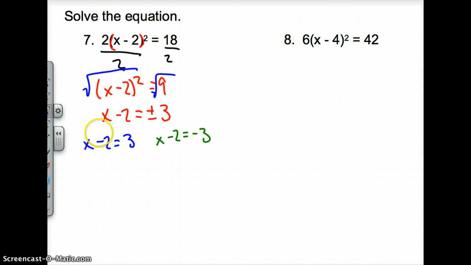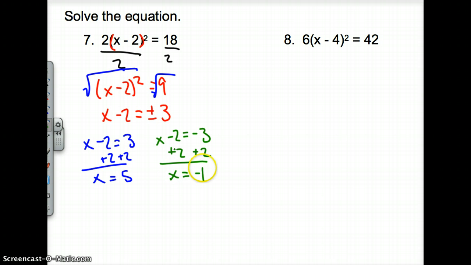So we're going to start with the blue equation first. Add 2 to both sides to come up with x equals 5. And then for the green guy, we're going to add 2 again to both sides. But this time, we're going to get x by itself equals a negative 1. So our two solutions for this are x equals 5 and negative 1.